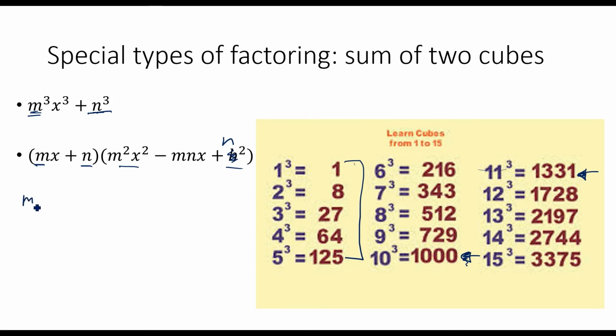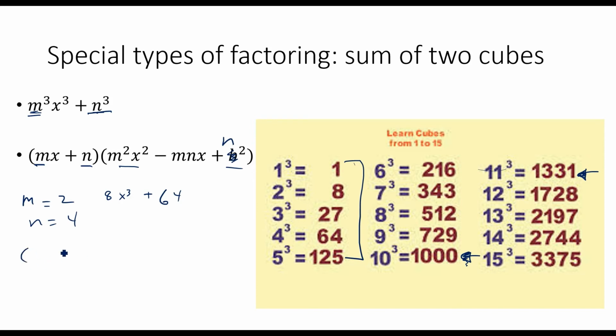Well, m we can say is 2, n we can say is 4. Okay, so the original expression might look like this: 8x to the power of 3 plus 64.